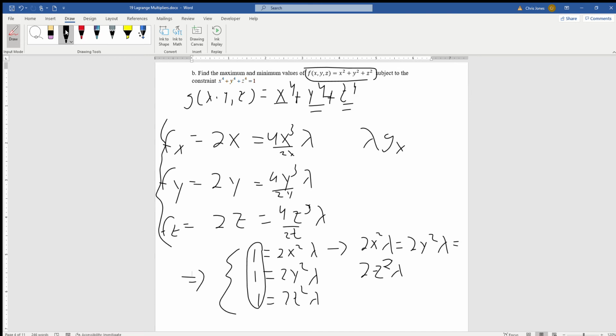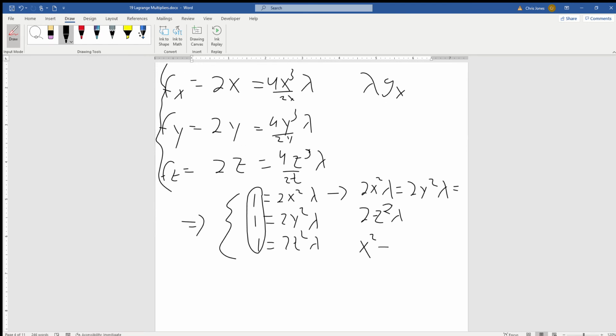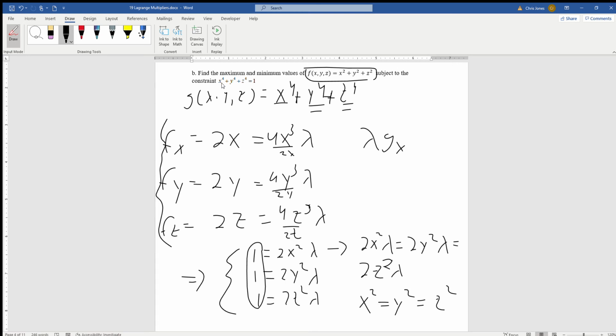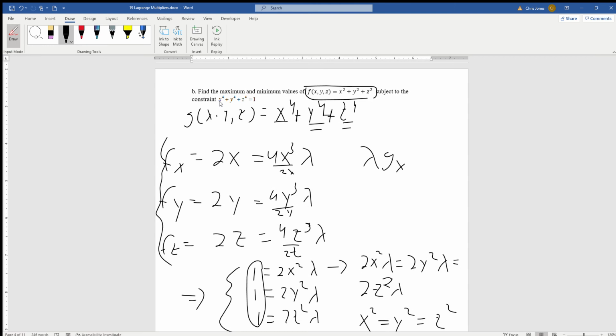Or, if we divide each of those, we could simplify that a little bit and say that x squared equals y squared equals z squared. All right, that's pretty cool because if we wanted to, we could substitute back in for x into the constraint equation and very easily get a solution for this. All right, and I think it's pretty obvious in this case that we can suggest that x equals y equals z.